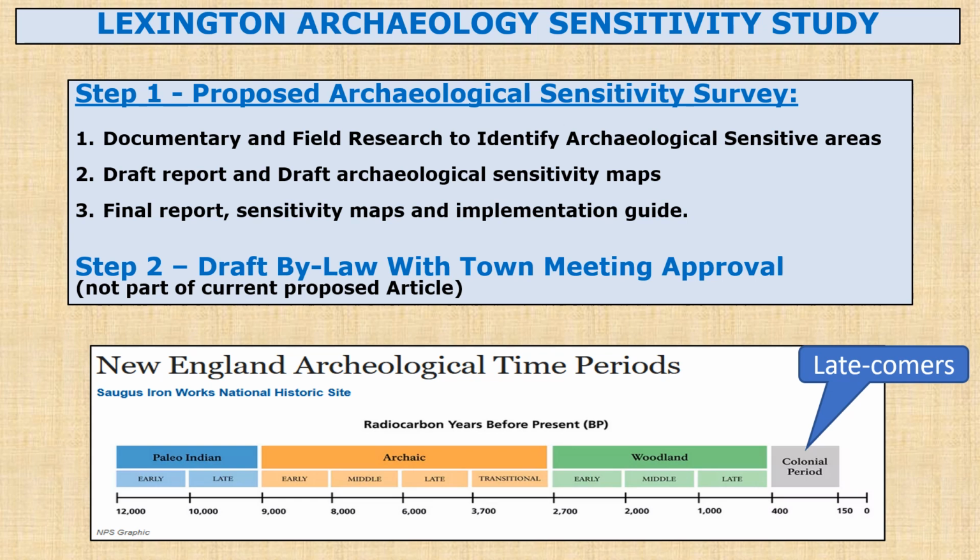A timeline provides the overall perspective on what we are dealing with for the cultural history of Lexington. It begins with the Paleo-Indian era, 12,000 years ago, through the Archaic period, into the Woodland period, which included the development of agriculture, and then the arrival of the colonial settlers in around 1630.